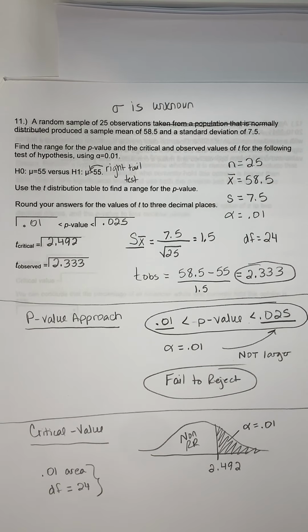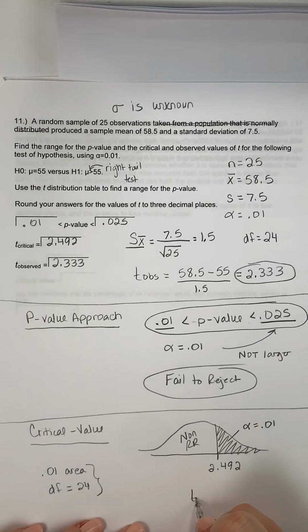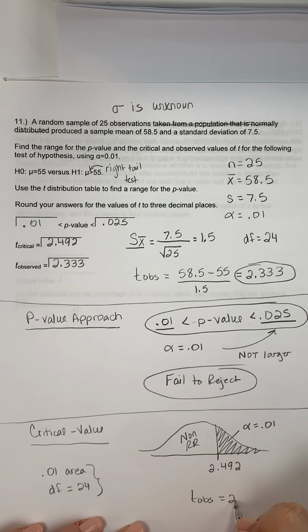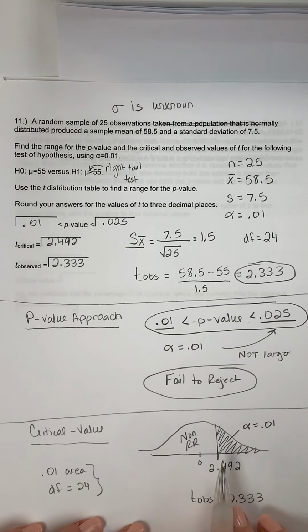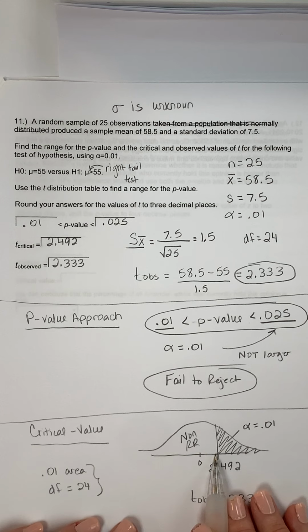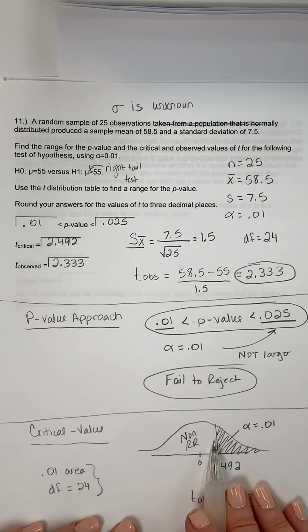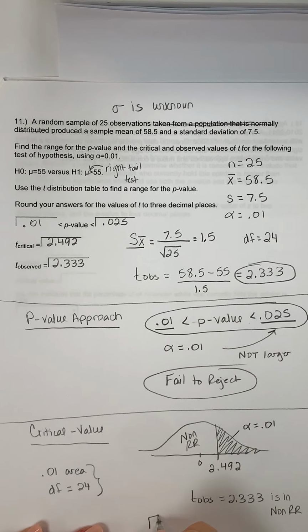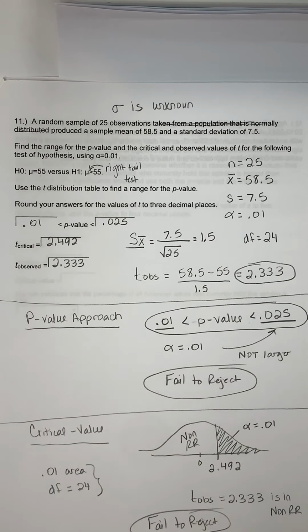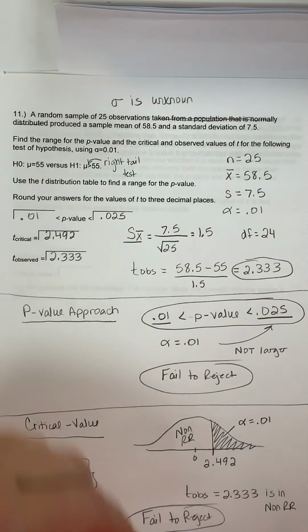If I were to just check and see what's going on, my T observed is 2.333. Where does that fall on our number line? Well, it's about right in there, right? Non-rejection region. So I'm not rejecting, I'm going to fail to reject. And there we go. All right, that is number 11.